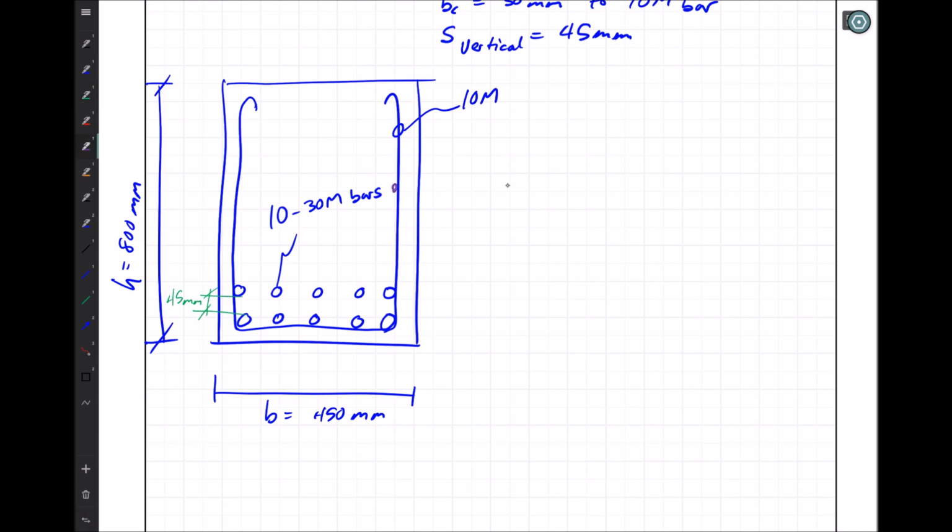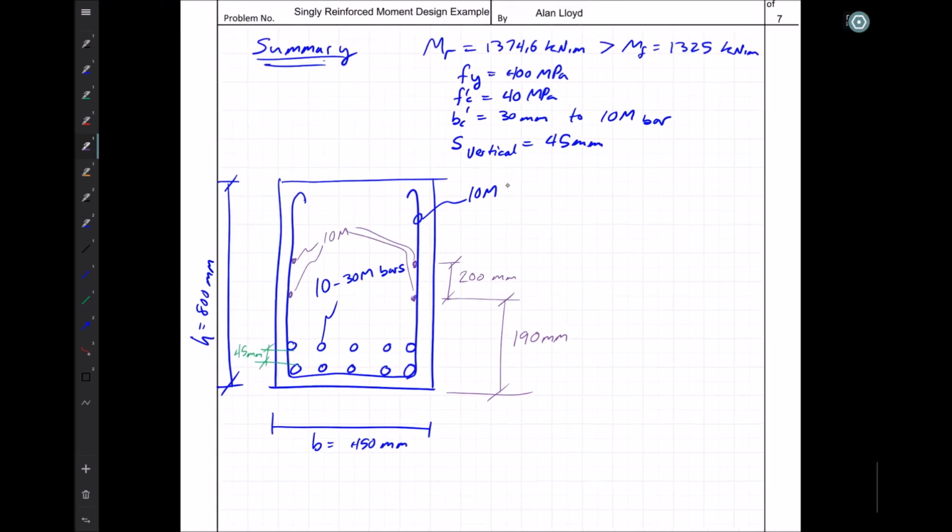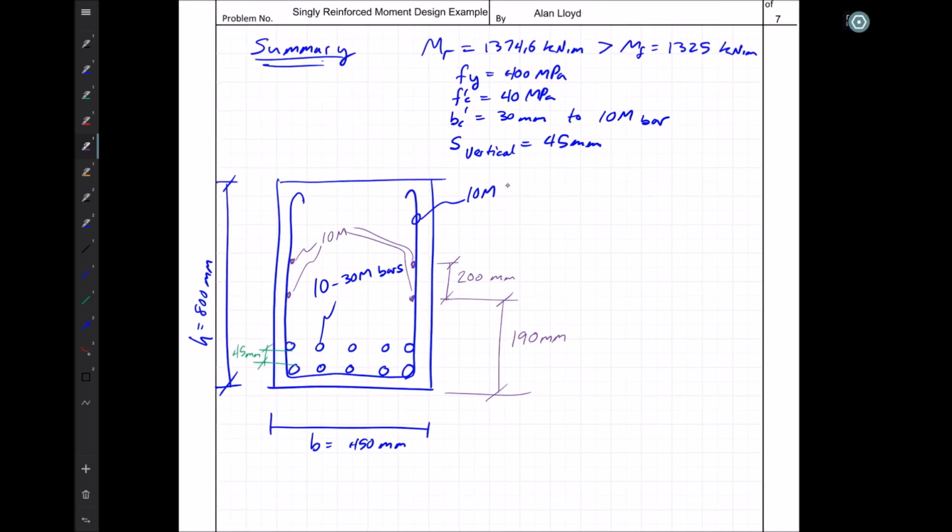We've got a couple of 10M bars. And those 10M bars are spaced at 200 millimeters. Those are a skin reinforcement. If we place that, we see that a nice place to put that, which fits within those values that we found and is a nice round number, is 190 millimeters. And that's about all the information that we need to provide in order to have this beam be made.